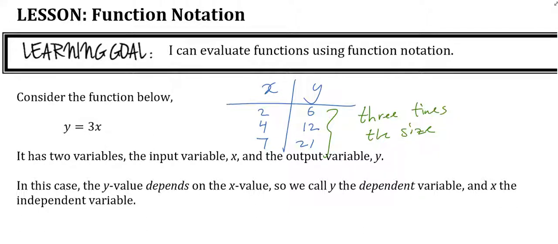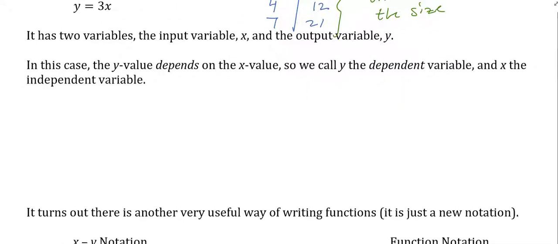Does that make sense? Depending on what I put in for x, I'll get some y. If I put in a big x, in this case, I'll get a big y. If I put in a small x, I'll get a small y, right? So we call y the dependent variable and x the independent variable because y depends on x. So I want to ask you a question.